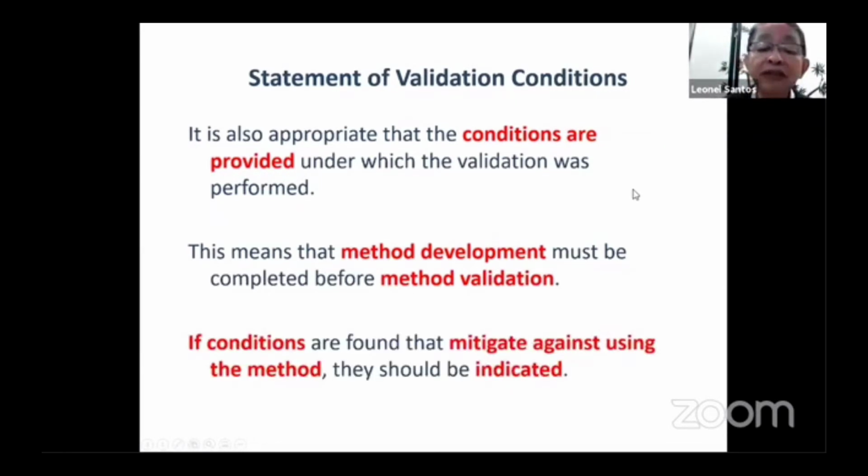If the conditions are found to be mitigating against using the method, they should be indicated, meaning specific instructions such as analyze the sample within 2 hours, or you cannot go beyond plus or minus 0.2 in terms of pH. Those are the specific items that need to be included in the validation.